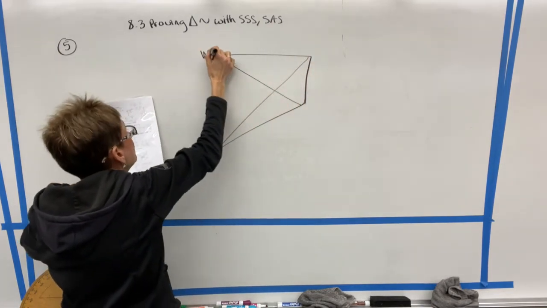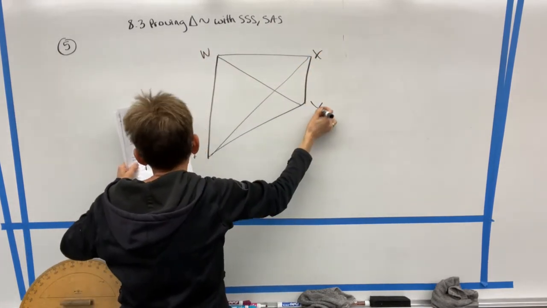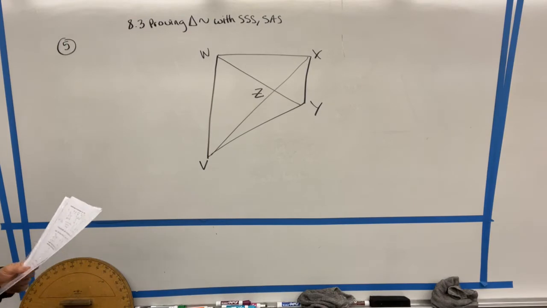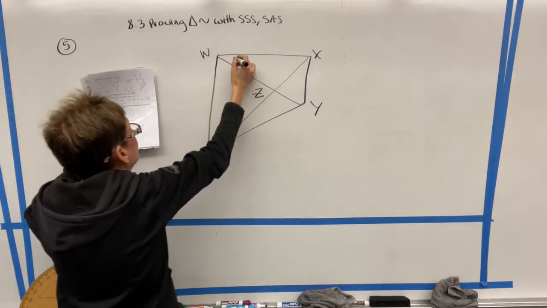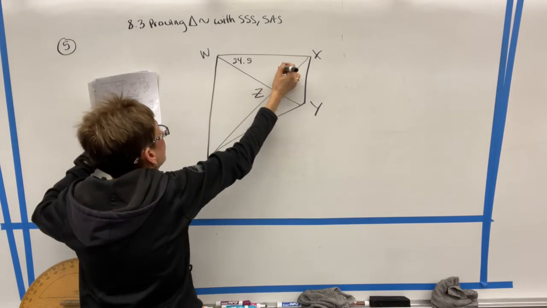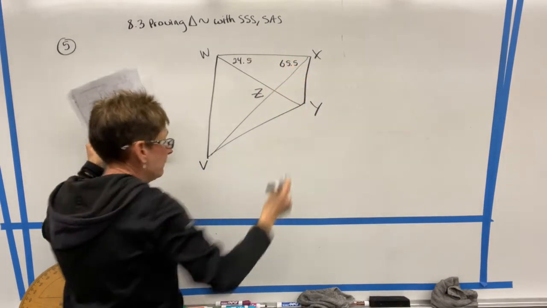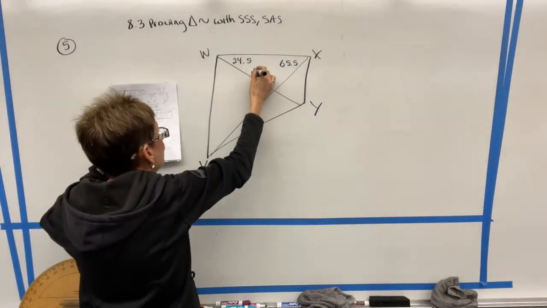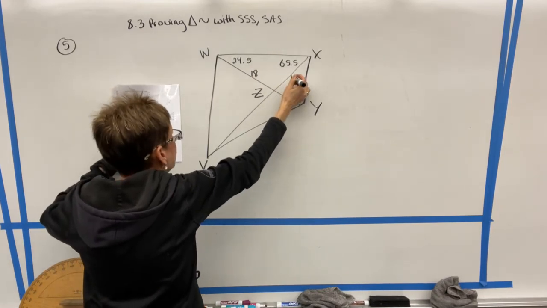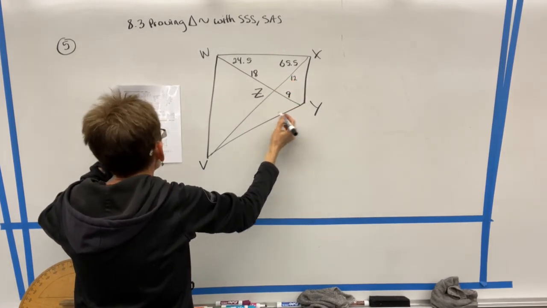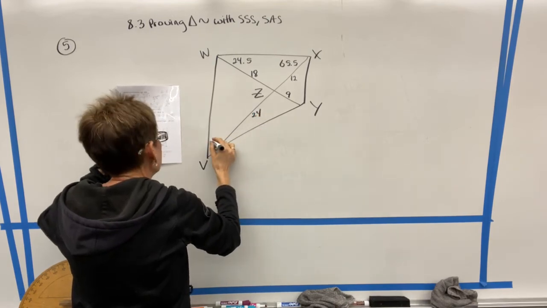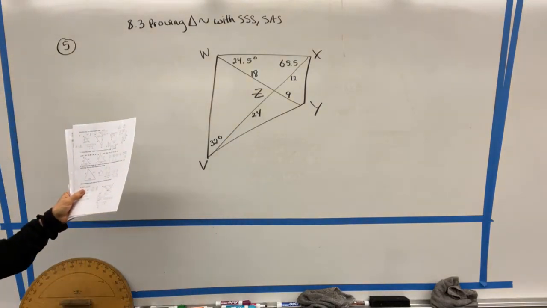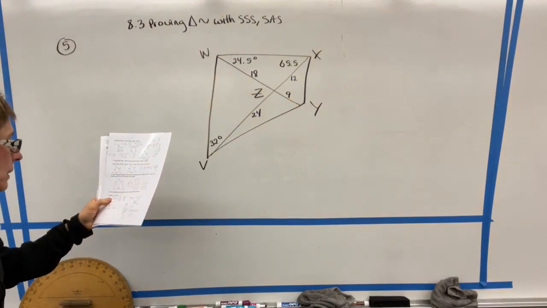So we have W, X, Y, Z, and V. It's kind of a weird looking shape here. This angle is 24.5. This one is labeled as 65.5. And remember, anytime you see a shape in geometry, you cannot assume that it's drawn to scale. It may be, but there's also a good possibility that it's not. 24, 32 degrees. Okay, I'm trying to see if we have anything missing. I don't think so. I think we're good.